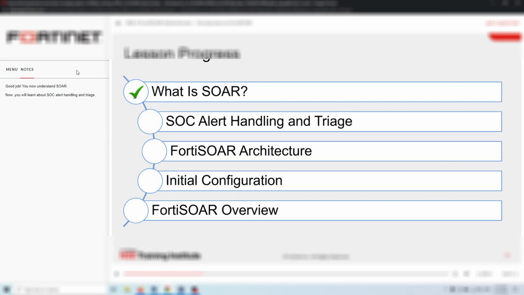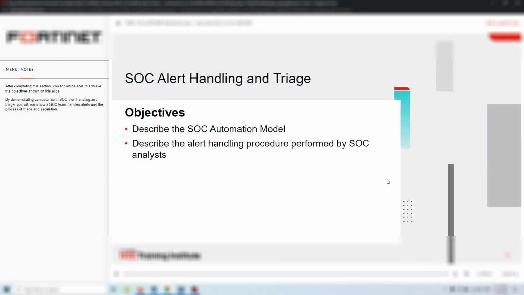Good job! You now understand SOAR. Now, you will learn about SOC alert handling and triage. After completing this section, you should be able to achieve the objectives shown on this slide. By demonstrating competence in SOC alert handling and triage, you will learn how a SOC team handles alerts and the process of triage and escalation.